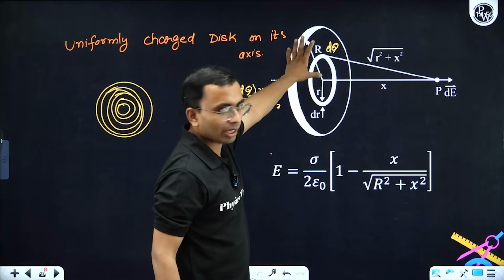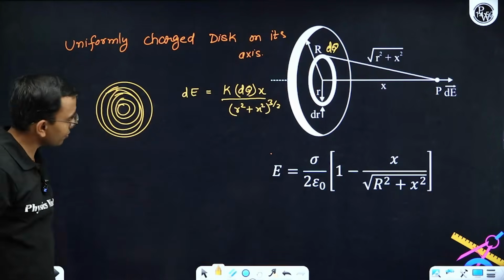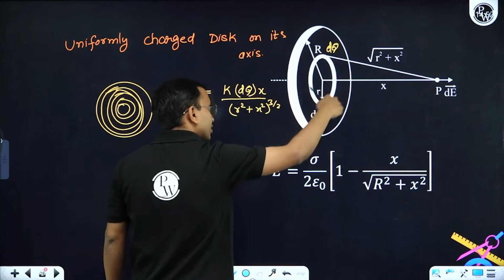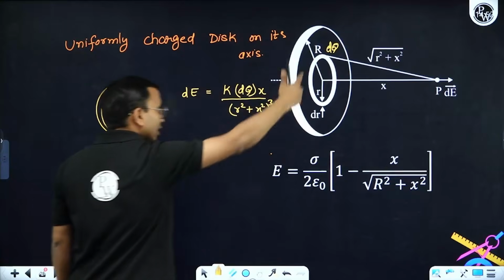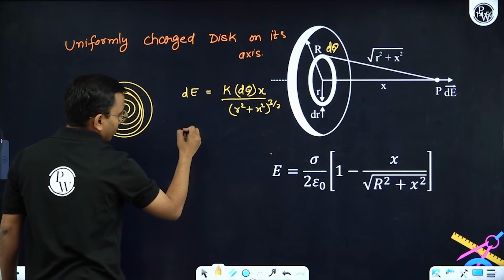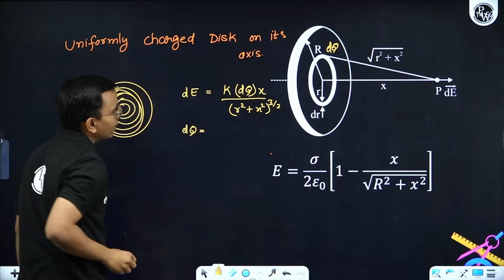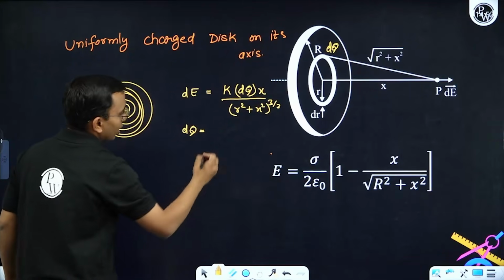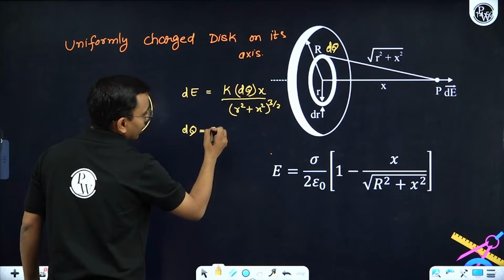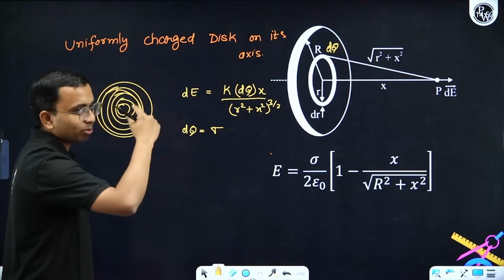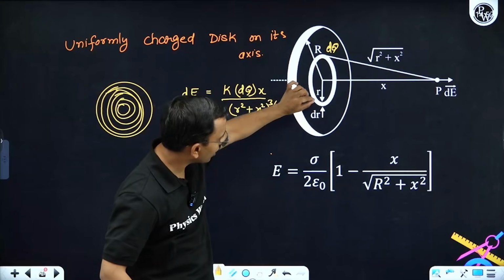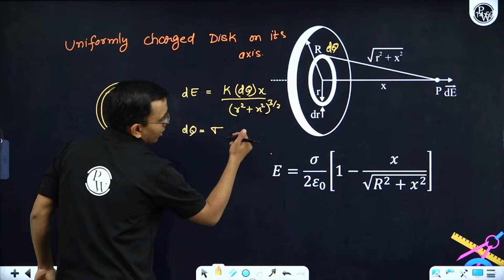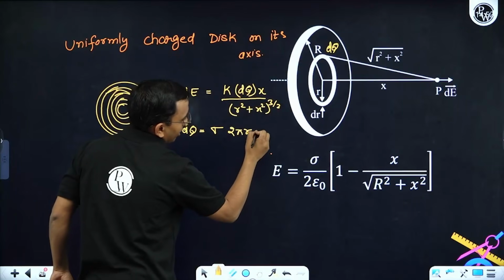r goes from 0 to capital R for the complete disk, okay? Now, what is dq? dq is the charge of this ring. How much is the charge of this ring? So dq is charge per unit area into the area of this ring. What is charge per unit area? That is sigma. So sigma into the area of this ring. How much is the area? That is 2 pi r, the circumference, into the thickness of this ring, that is dr. So 2 pi r into dr becomes the area of this ring.